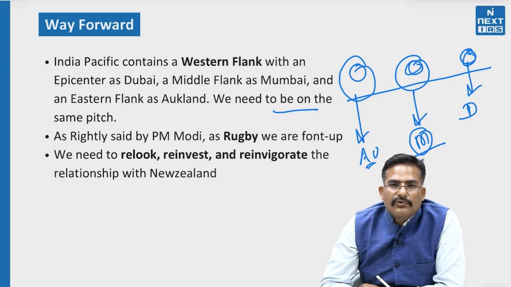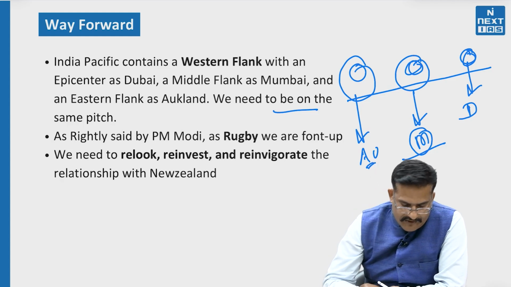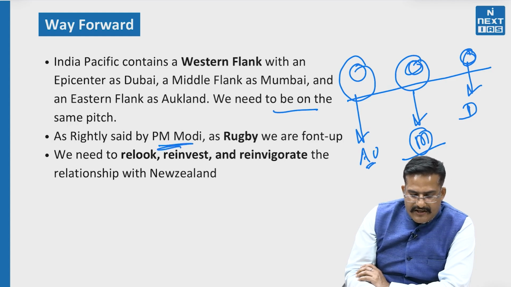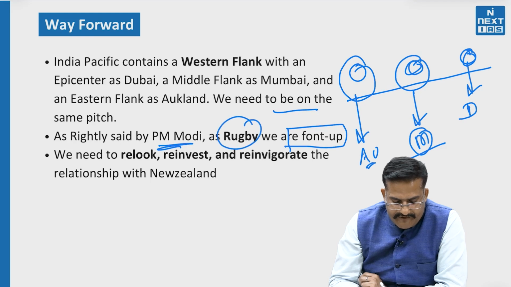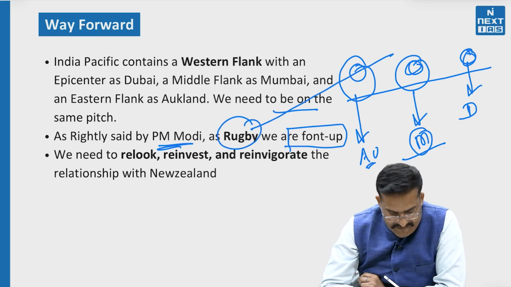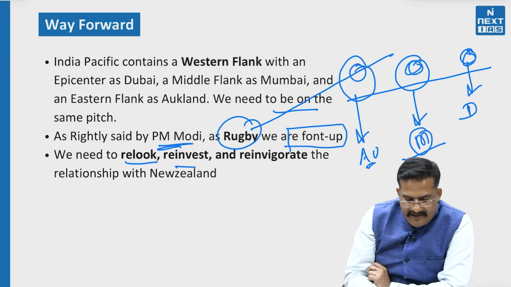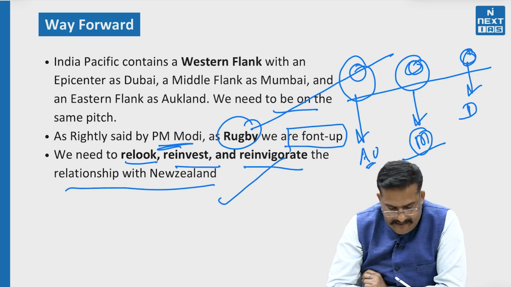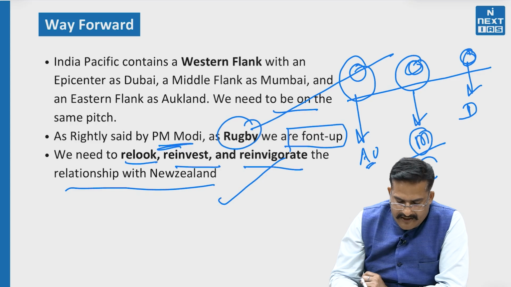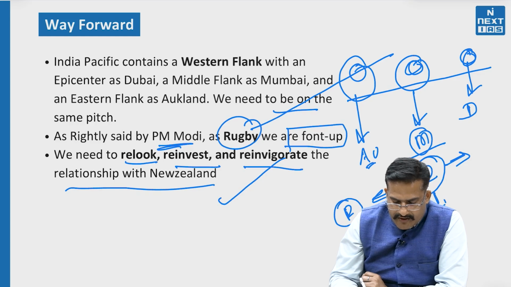So, what is needed? More bilateral and multilateral cooperation in the Indo-Pacific, in order to either counter China or increase the cooperation. Also, as rightly said by Prime Minister Modi, we are front up in relation with China, which is a very common word in rugby, which is quite popular in New Zealand, right. Also, we need to relook, reinvest and reinvigorate our relation with New Zealand. That is the key, that is the 3R of the relation: relook into the past, reinvest into the present and reinvigorate for a better future.